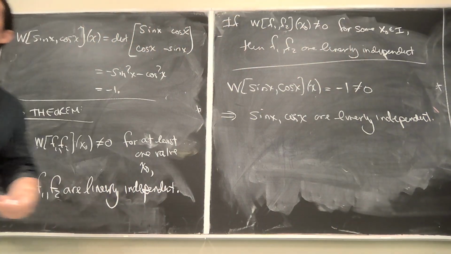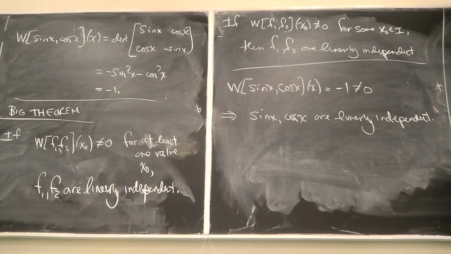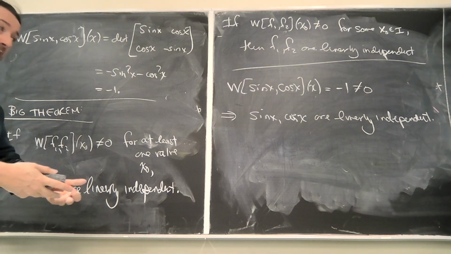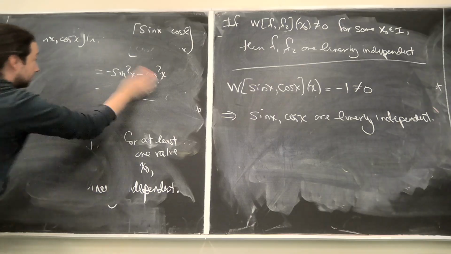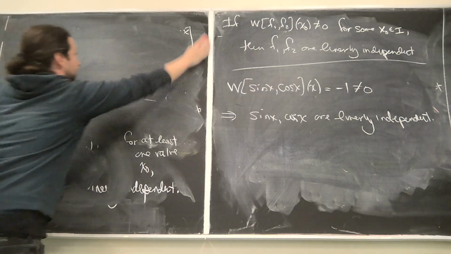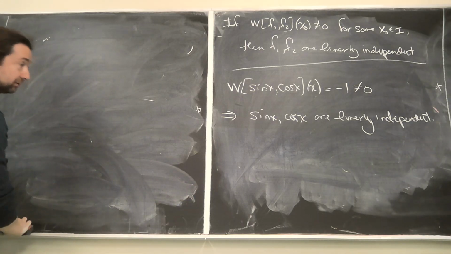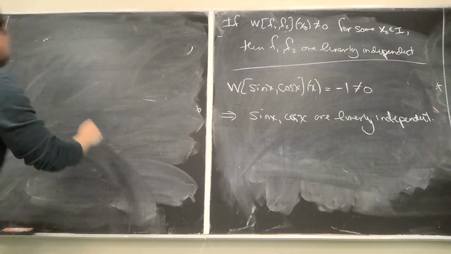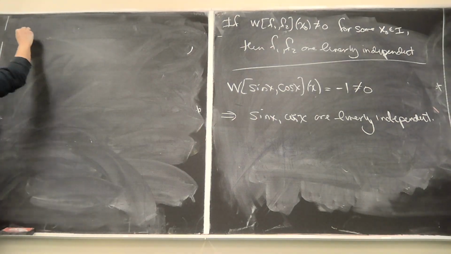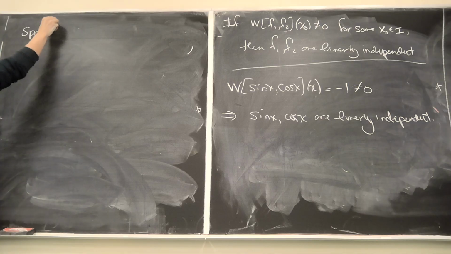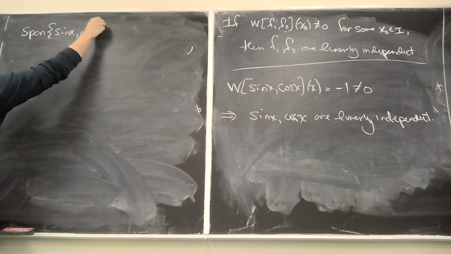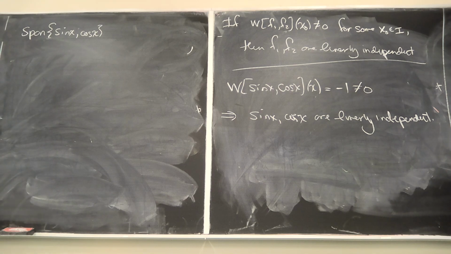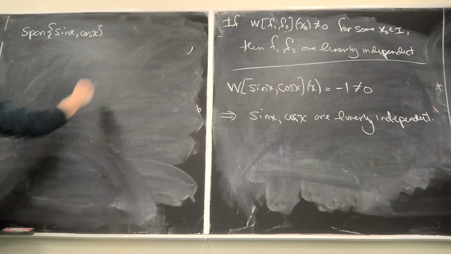Now I'm going to bring some linear algebraic terms into the mix here, because the reason we learned all the linear algebra was so that I had notions of things like span and dimension available to me. As soon as I have the fact that these two vectors are linearly independent, then the span of the two vectors, sine of x and cosine of x, is a two-dimensional vector space.